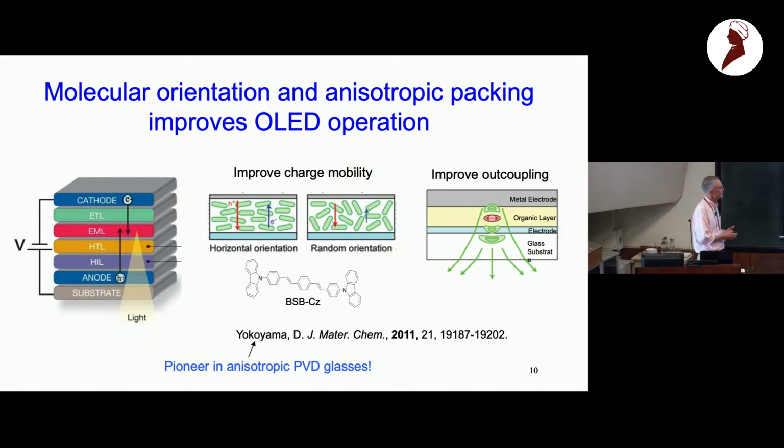And so there's been a lot of engineering in order to figure out how to make this kind of anisotropy in vapor-deposited glasses. And I just want to mention Daisuke Yokoyama, who really was the first person to start to investigate this kind of anisotropy. So Mark, this has nematic order. You can call it nematic order, sure. Yeah, fine.